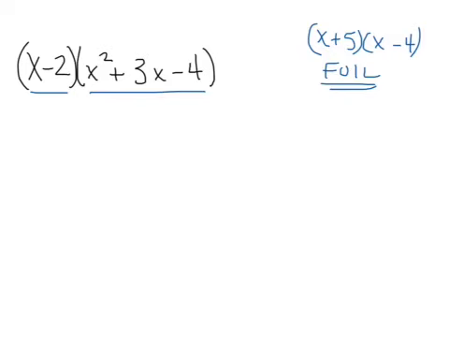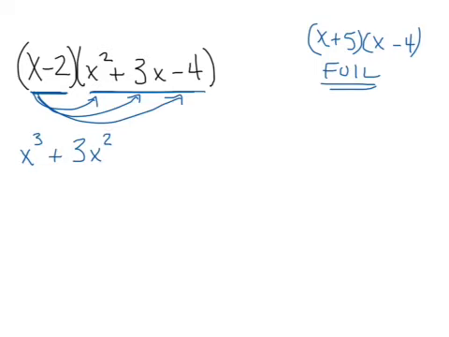What we have to remember is that we're going to distribute all terms of the first polynomial to all terms of the second polynomial. In this instance, we'll multiply x times each term of the second polynomial. When we multiply x times x squared, add the exponents to get x cubed. x times 3x gives us plus 3x squared. x times minus 4 gives us minus 4x. So that took care of the first term of the polynomial.